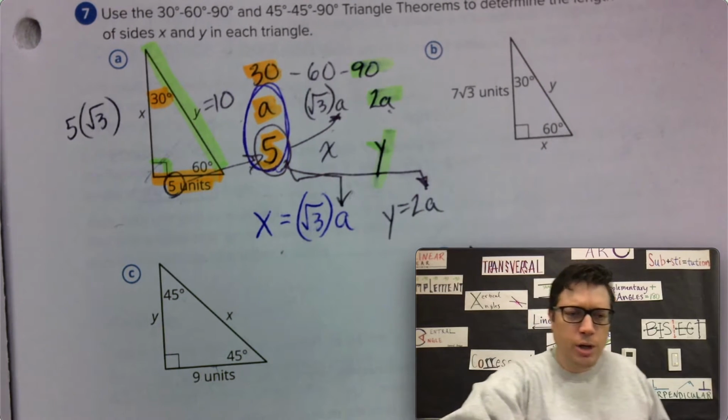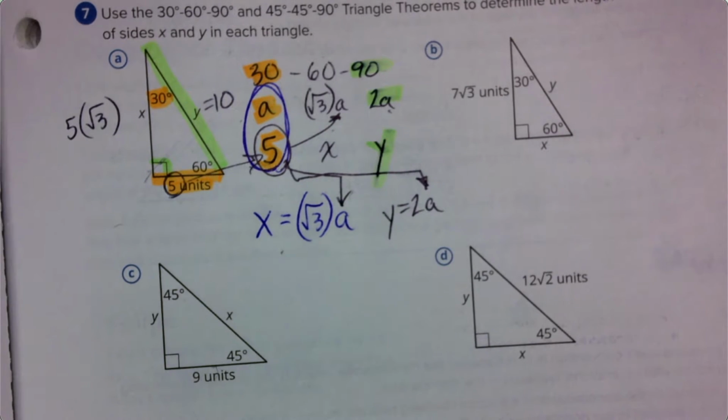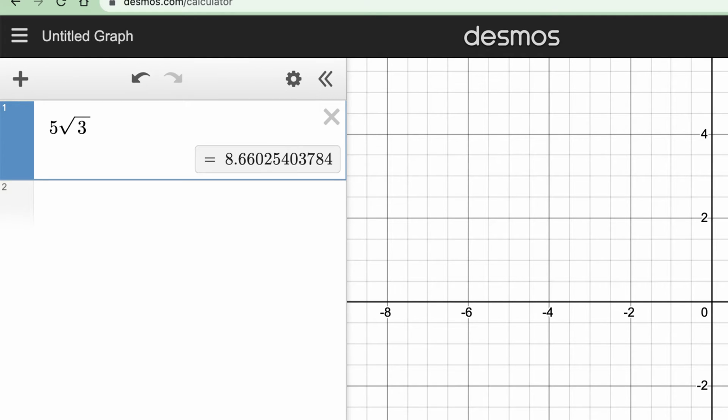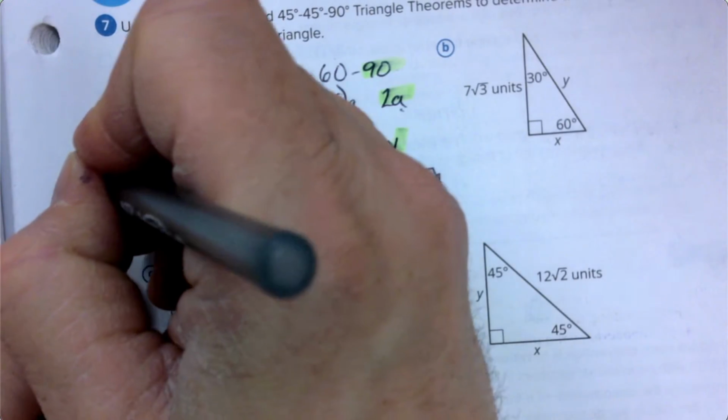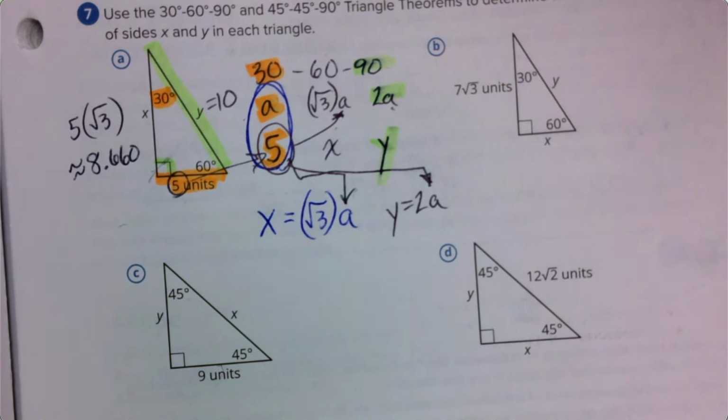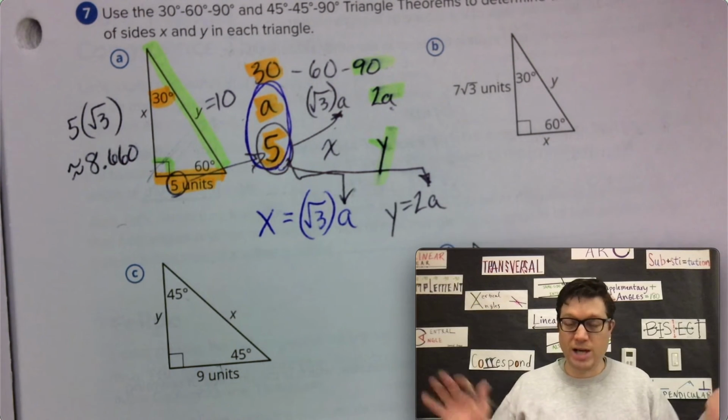If you had to, you could go to Desmos and do 5 root 3. So let's do that. 5, and then I'm typing SQRT, and Desmos converts that into a square root. See it again, SQRT 3. And I can write 8.660 on the page. Approximately 8.660. Cool. You guys, that's it.